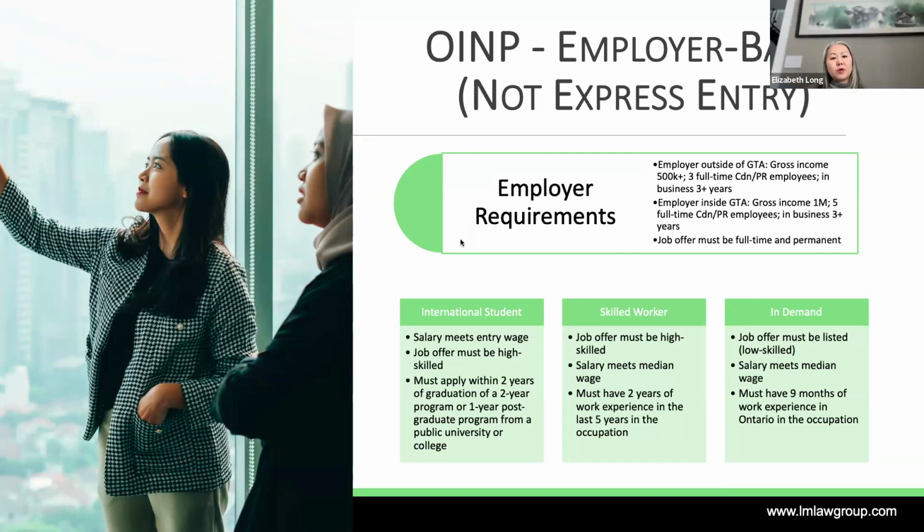So, these programs, especially the skilled worker and the in-demand program, could also be relevant for your family members, your spouse, for example. If they have the open work permit, they could then do this job, and we could have them apply as the principal applicant.